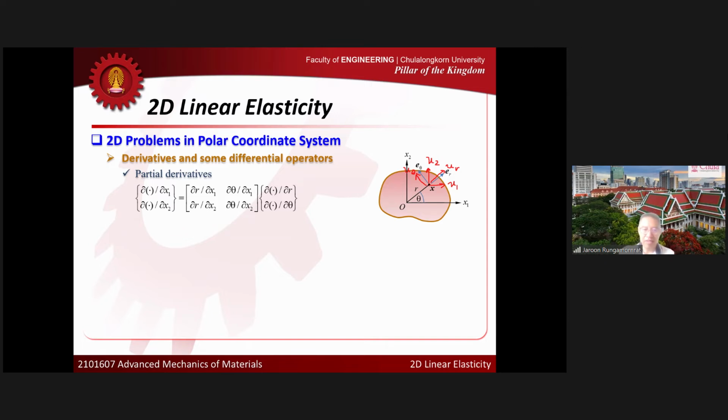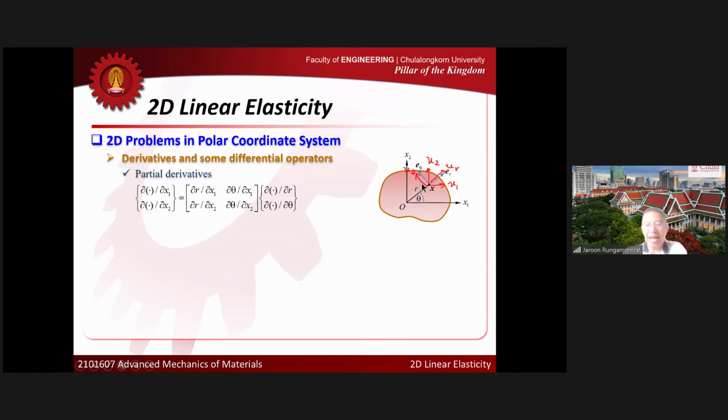So how can I get this? The dot that I put there represents any function. If you have a function f and you want to take the derivative with respect to x1 and x2, you plug in f there. So now you can convert the derivative from the x1, x2 system to the r and theta system using this transformation. How can I get this relationship? I simply use the chain rule of differentiation.